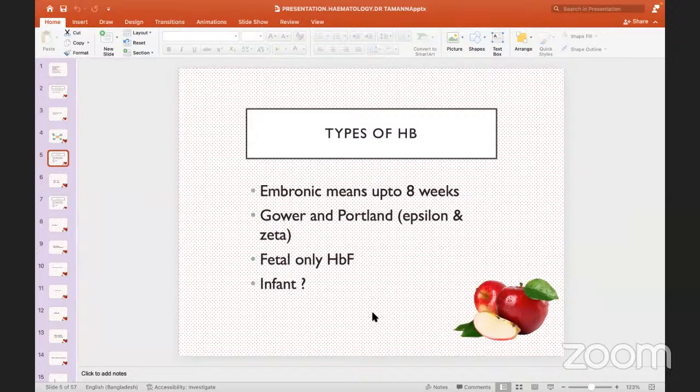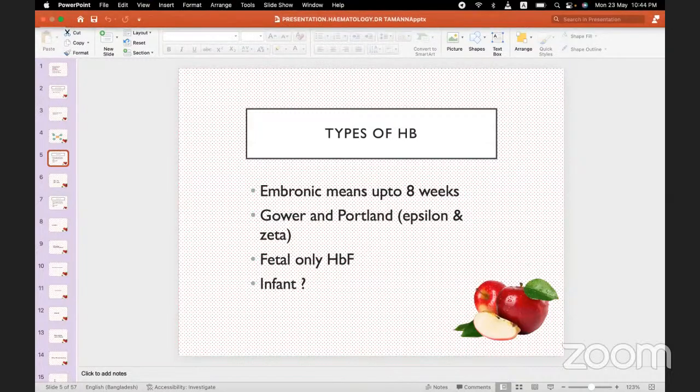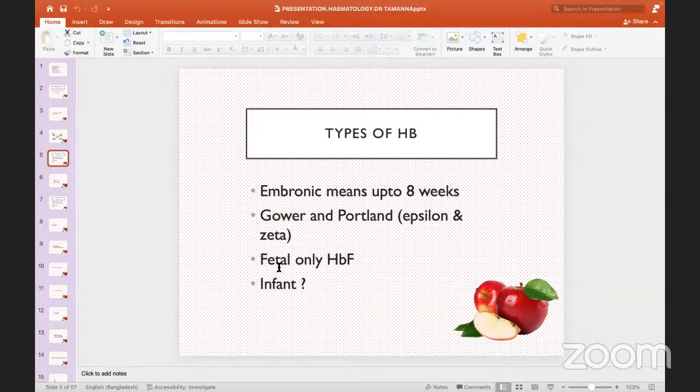Okay, we have Gower and Portland hemoglobin. Gower and Portland hemoglobin is not our concern because we are not dealing with embryonic hemoglobin. It is made up of epsilon and zeta. These things are less important, never came in exam, but just for your knowledge.